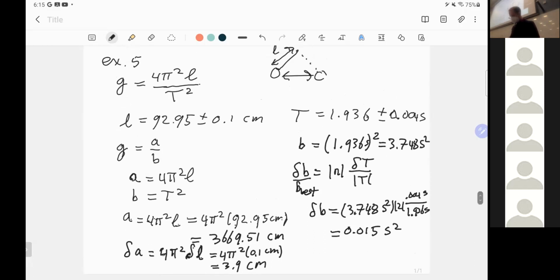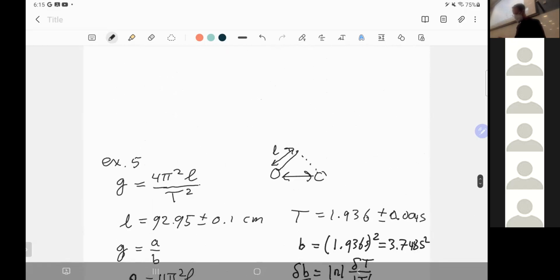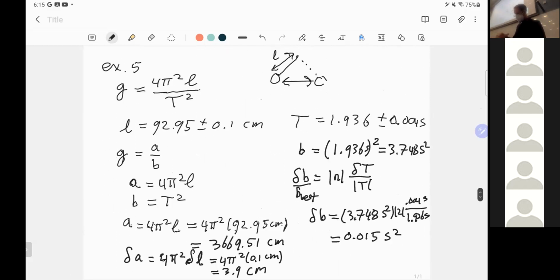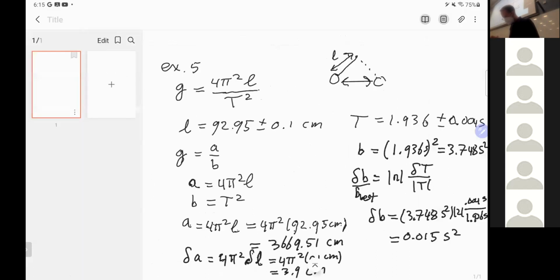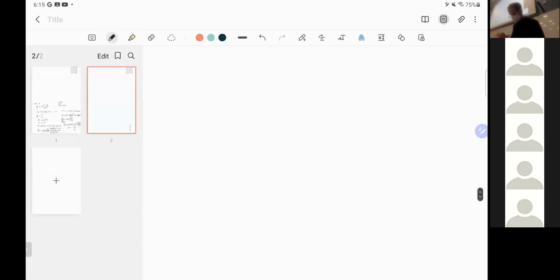I'll go to a new page and we'll look at the final result. We calculated the uncertainty in the numerator and the uncertainty in the denominator, but we still need to calculate the gravitational constant G and its uncertainty, delta G.